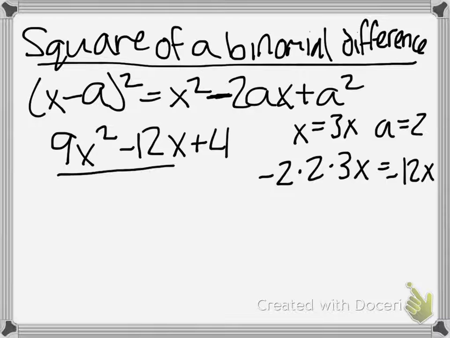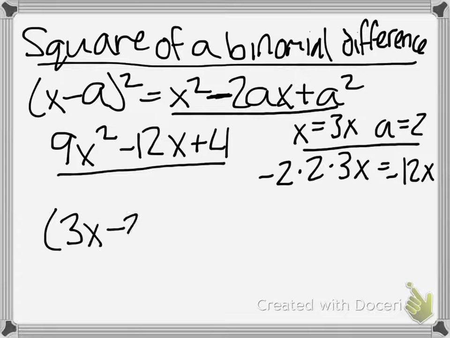I have this polynomial, which is of the form x squared minus 2ax plus a squared, where x is 3x and a is 2. So I know that what I have is 3x minus 2 squared. Again, I can multiply that out to be sure. I'm sure, though. You can check if you would like to.